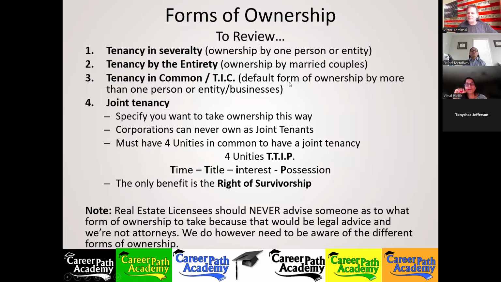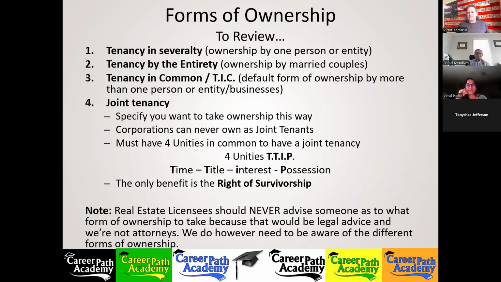Tenants in common can be owned by multiple people. It's a default form of ownership, or a corporation can be a partial owner in a tenancy in common. Tenancy in common is different from common law marriage. Common law marriage is not allowed in New Jersey. Tenancy in common, though, is one of the forms of ownership when you have multiple people who are owners of a property but not married to each other.